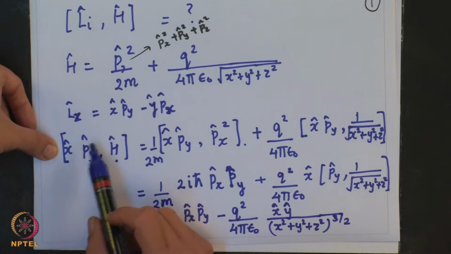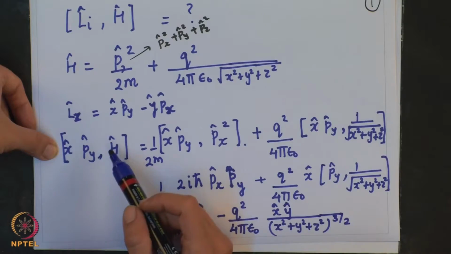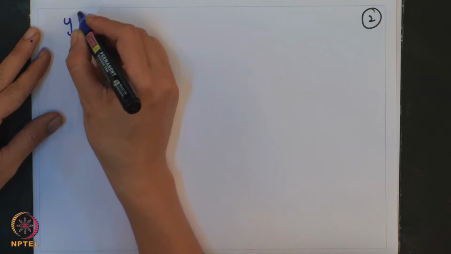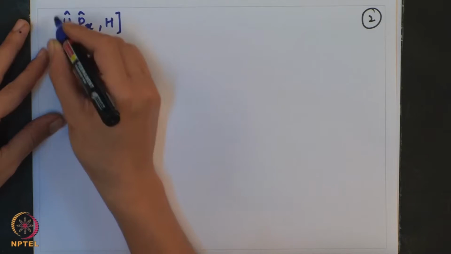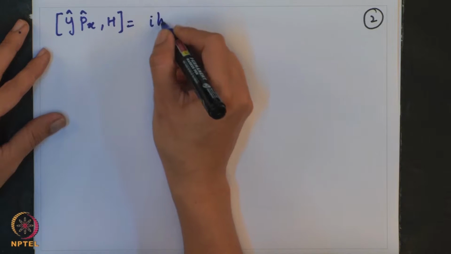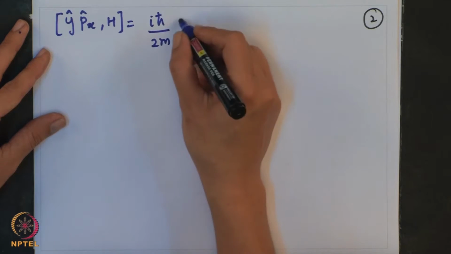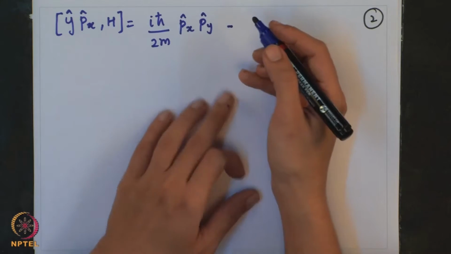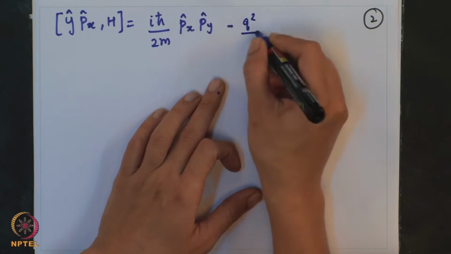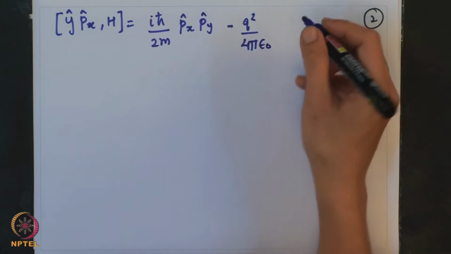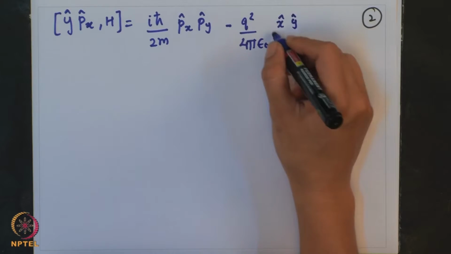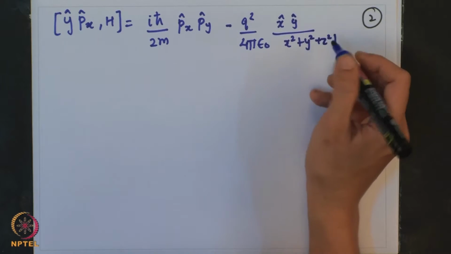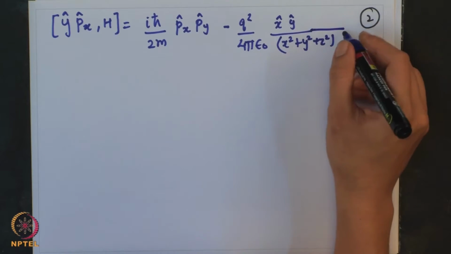Similarly, you can evaluate y p x with the Hamiltonian. You will get a similar expression: minus q square upon 4 pi epsilon naught x cap y cap upon x square plus y square plus z square the whole raised to 3 by 2.